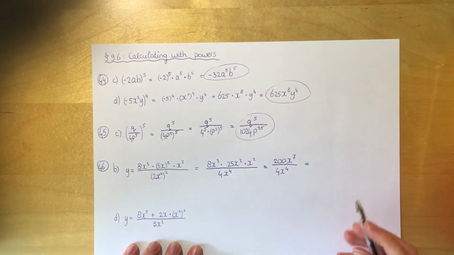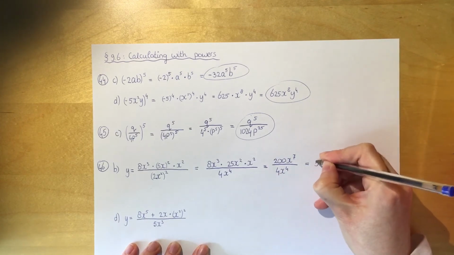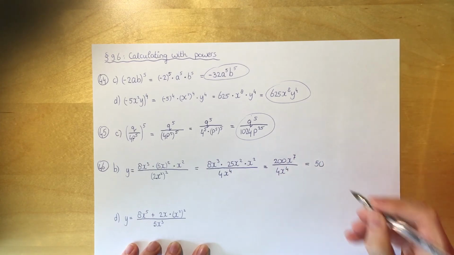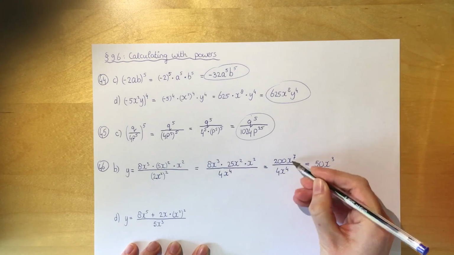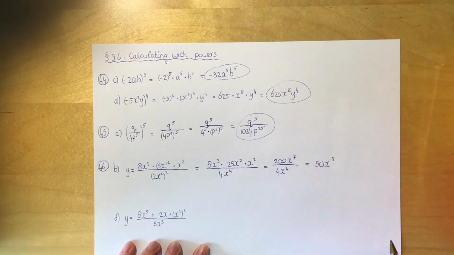And now we can divide this. First the regular numbers. 200 divided by 4 is 50. And x to the power of 7 divided by x to the power of 4 is x to the power of 3. Because when you divide powers by each other that have the same base, then you can subtract the exponents from each other. So our final answer is 50 x to the power of 3.